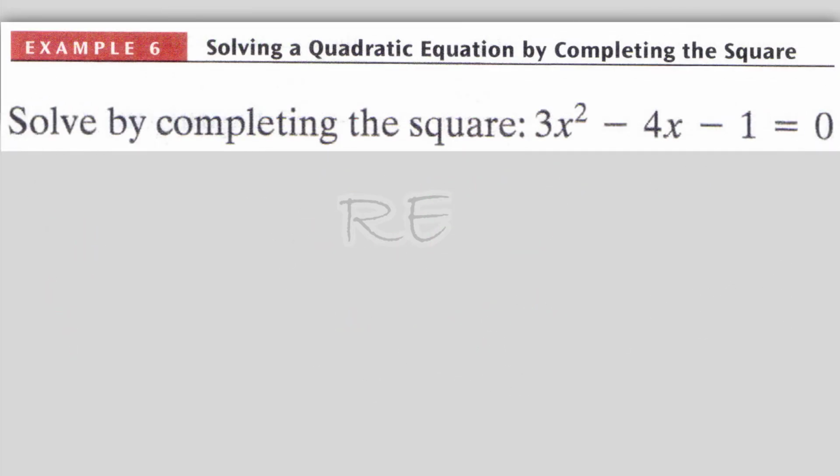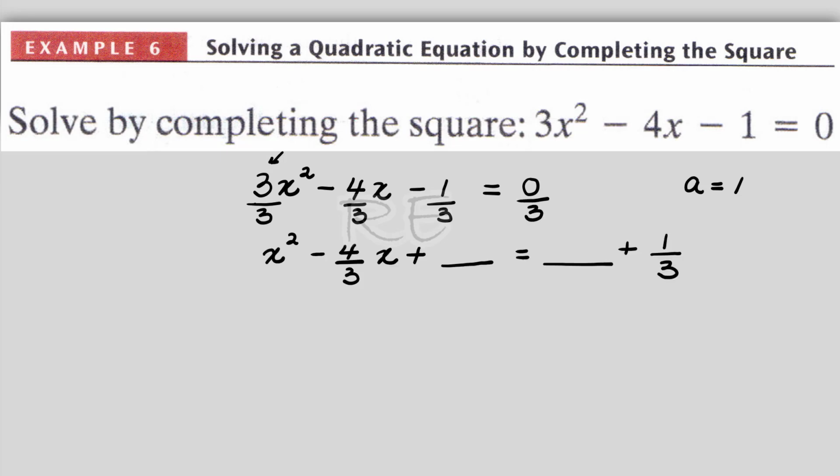3x squared minus 4x minus 1 is equal to 0. We know to complete the square, the coefficient of x squared must be equal to 1. A must be equal to 1. Therefore, we will divide each term by 3. The result is x squared minus 4/3 x, and when we move 1/3 by adding it, we get 1/3 on the right side.